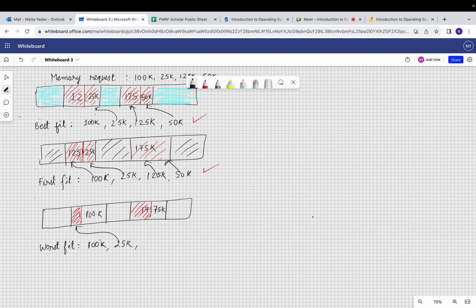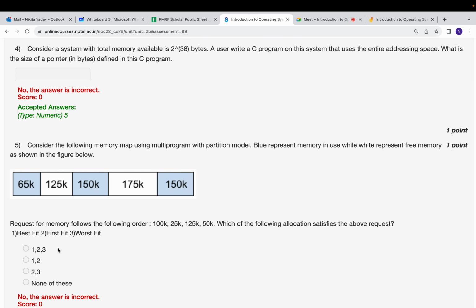Now the next request is 125k. For this request, two options are there, 100k and 75, and both of the chunks are smaller than 125k, so this request cannot be served. So only best fit and first fit strategies here can serve all of the memory requests. If you adopt worst fit here, then you will not be able to serve all of the requests. So hence the answer to the question is 1 and 2, option B.